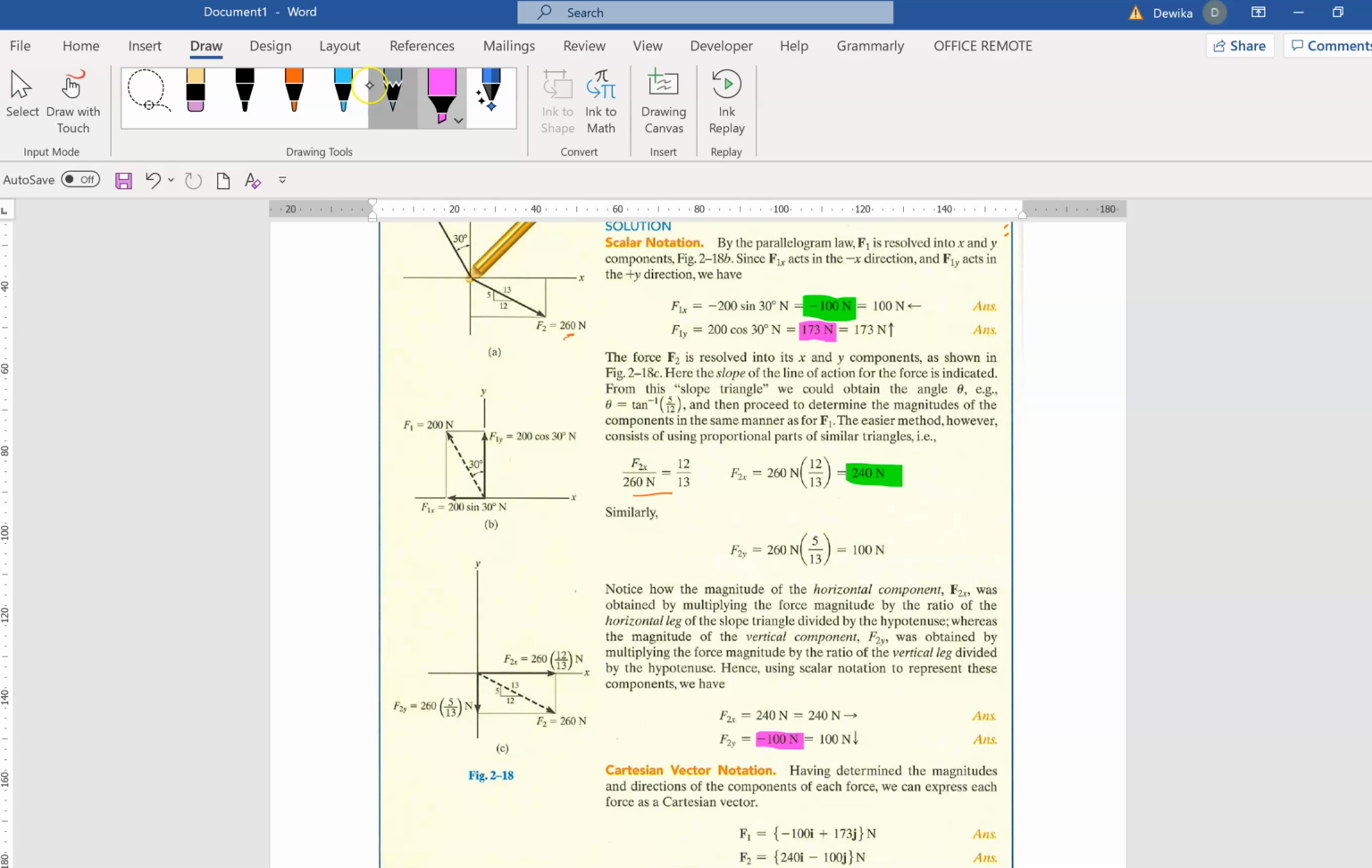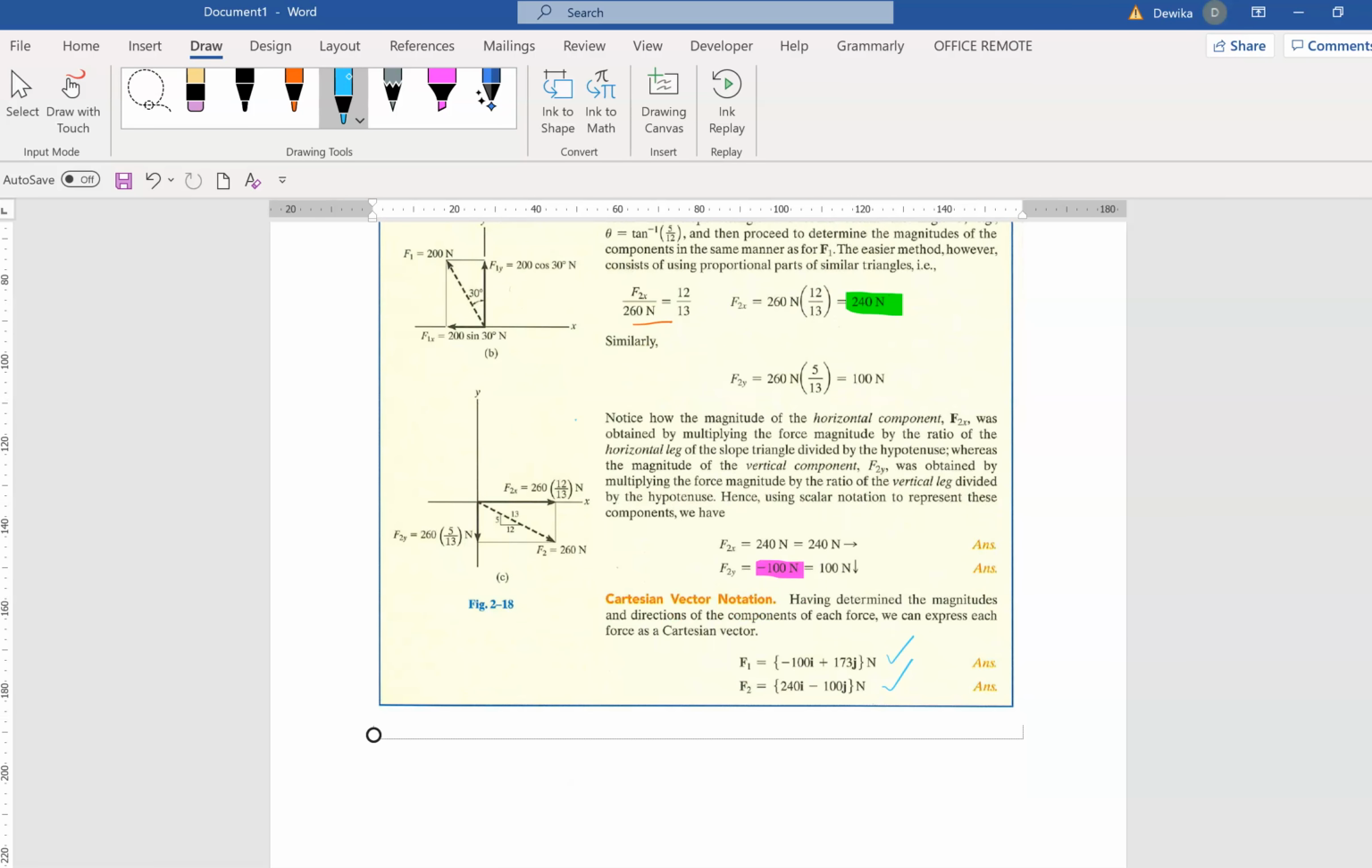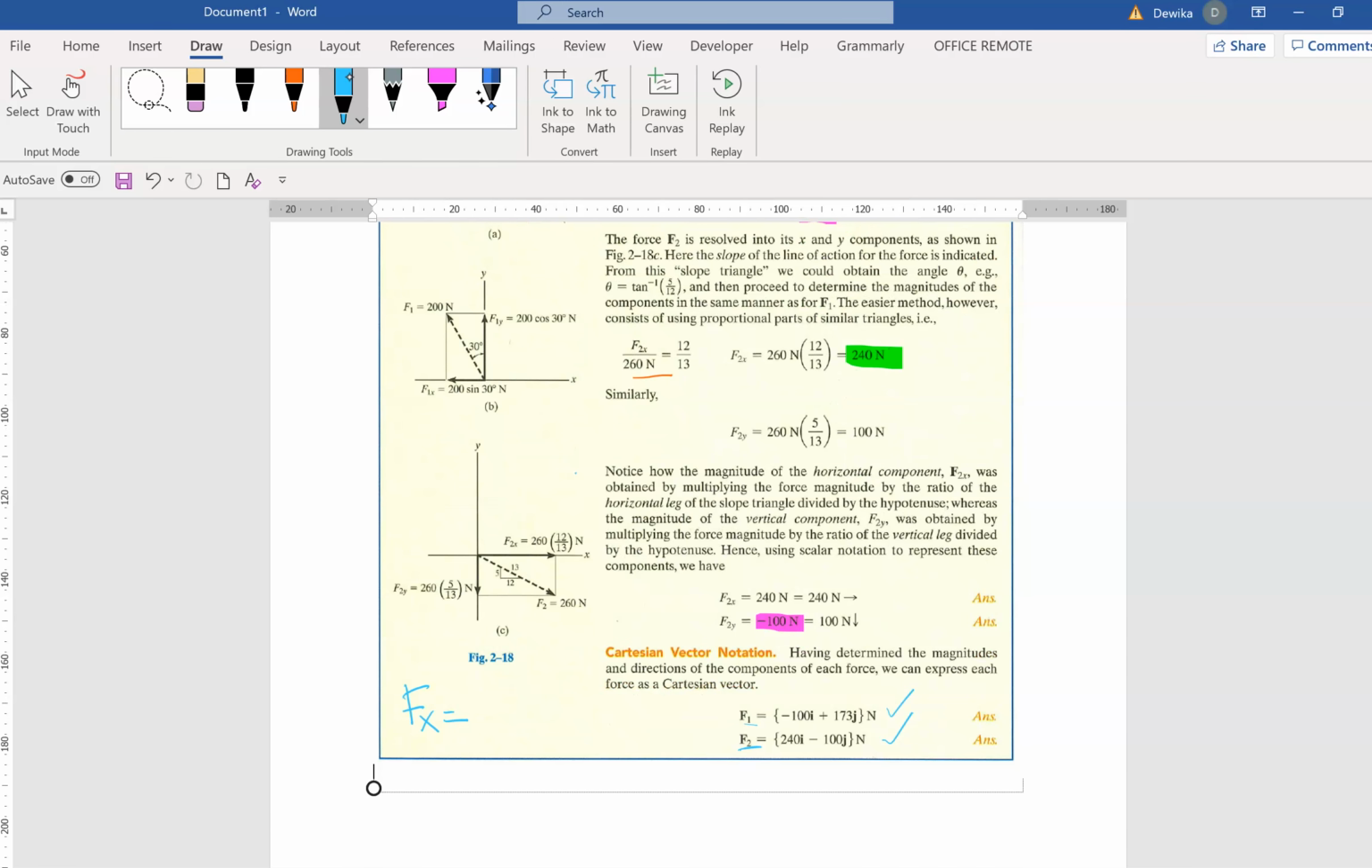Yeah, so when I combine, I get this and this. We get f1, which is negative 100. In this question, they actually just tell you to find f1 and f2. But let's continue to find the resultant. So what is the resultant of x? You take the green and the green, so negative 100 with plus 240. What do you get?